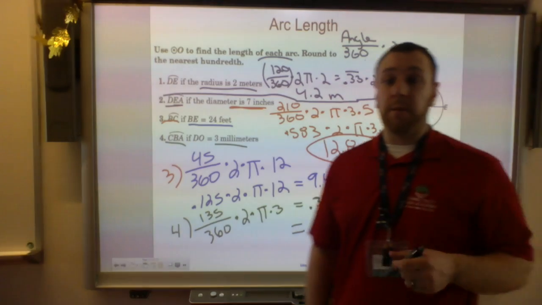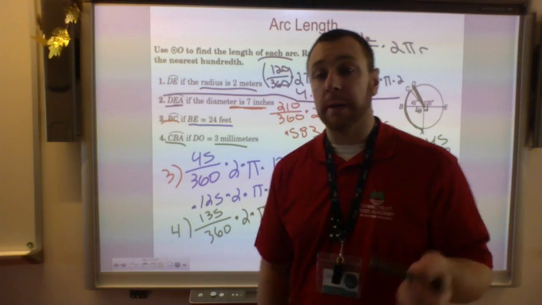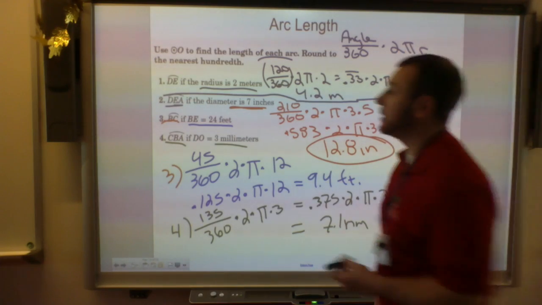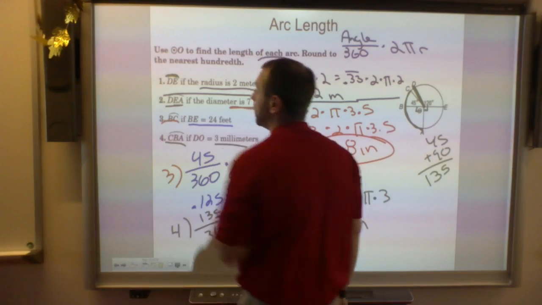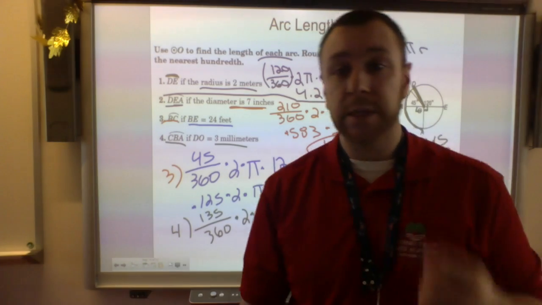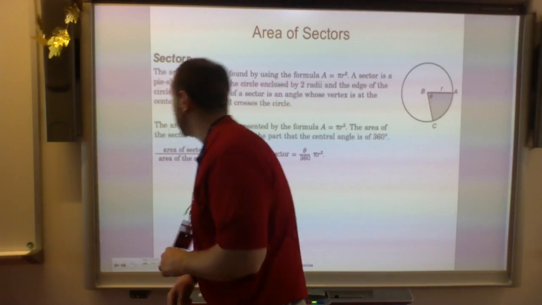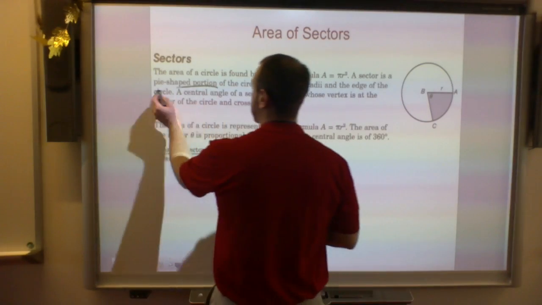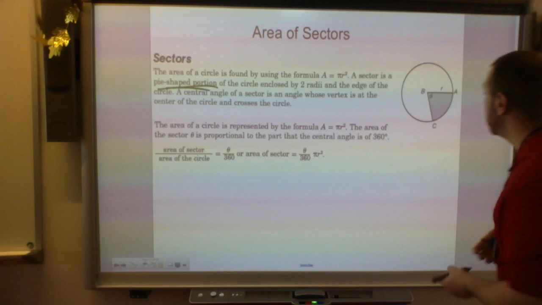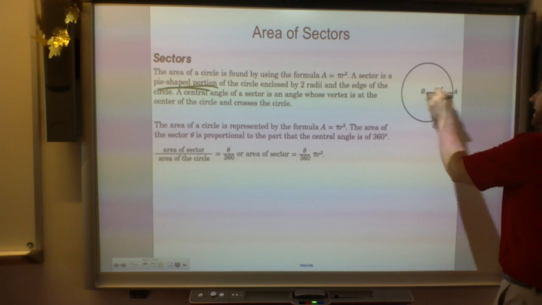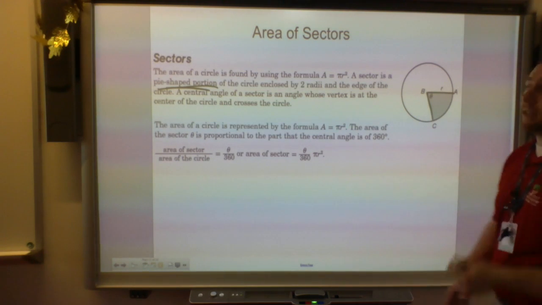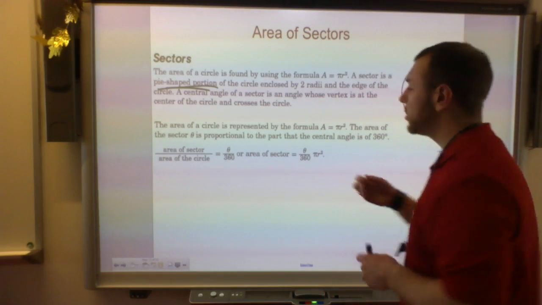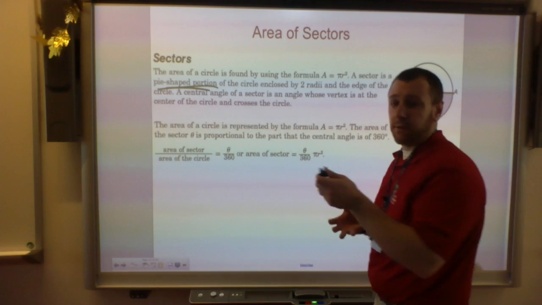Now, that is arc length. So remember, it's angle over 360 times 2 pi r, and the symbol for it is the 2 letters with the arc over it. Now we go down to areas of sectors. Sectors are like pie-shaped portions, okay? Like pieces of pie. And they use the same principle, okay? It's not the whole circle, it's a little bit of it, okay? So, I use the formula, okay?